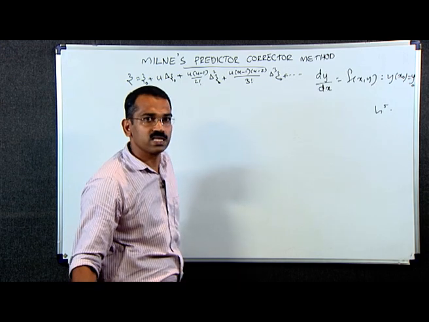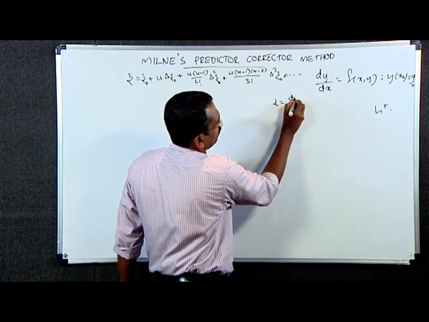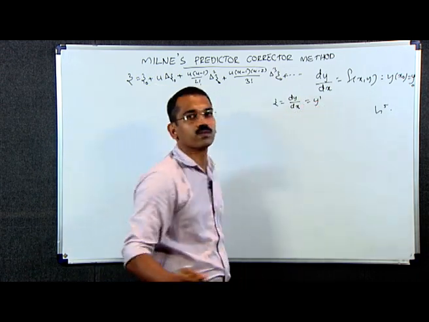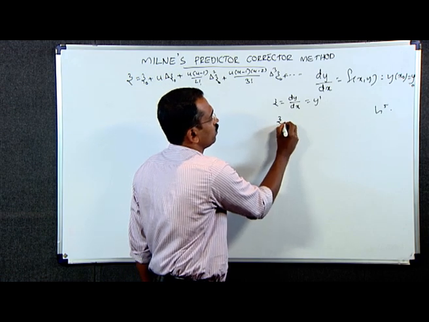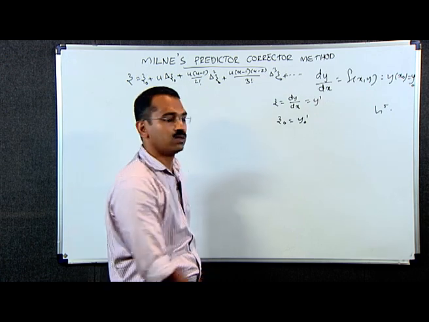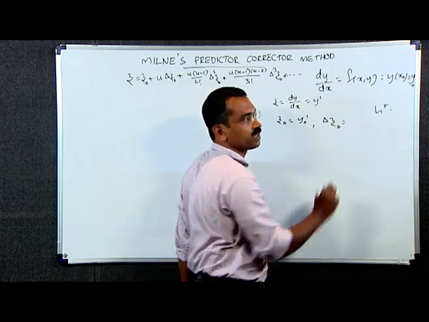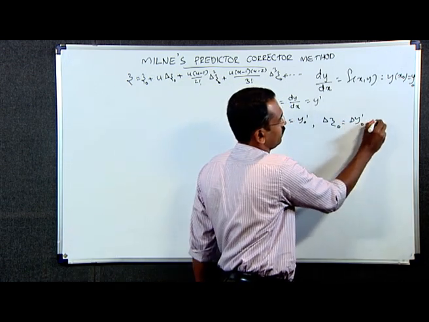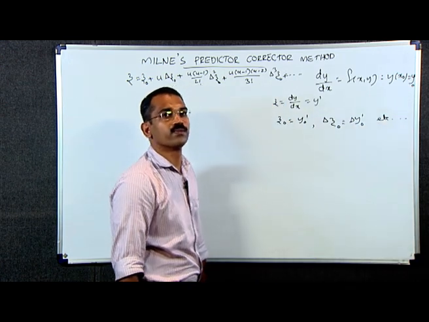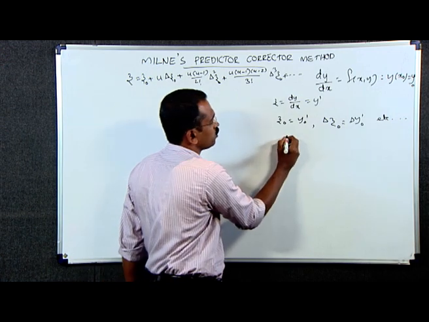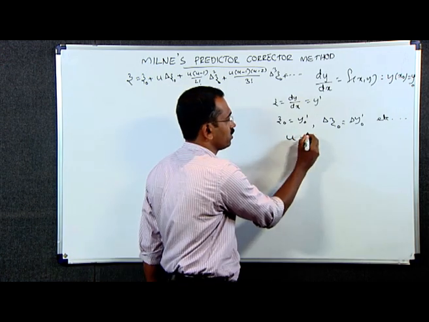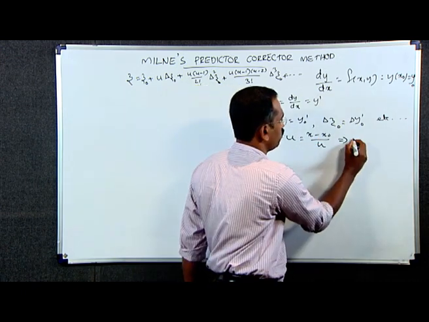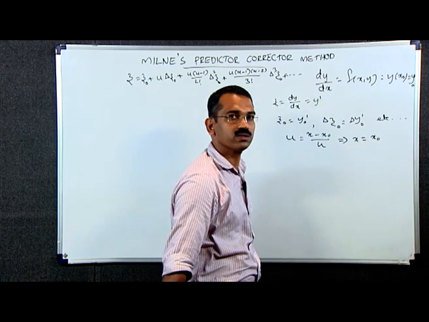Here z is equal to dy by dx, that is y dash. z naught is equal to y naught dash, delta z naught is equal to delta y naught dash, etc. u is equal to x minus x naught divided by h, or we can write x is equal to x naught plus u into h.